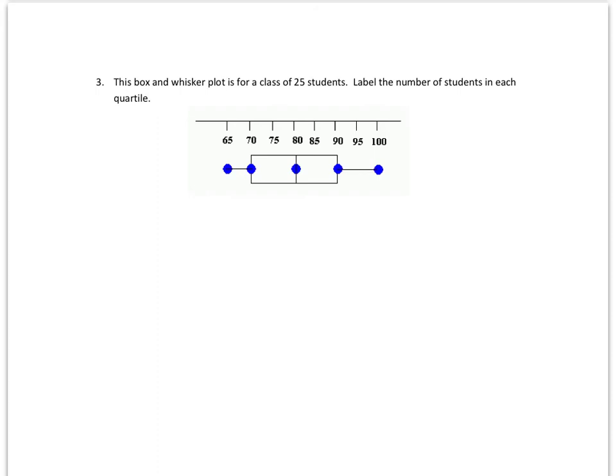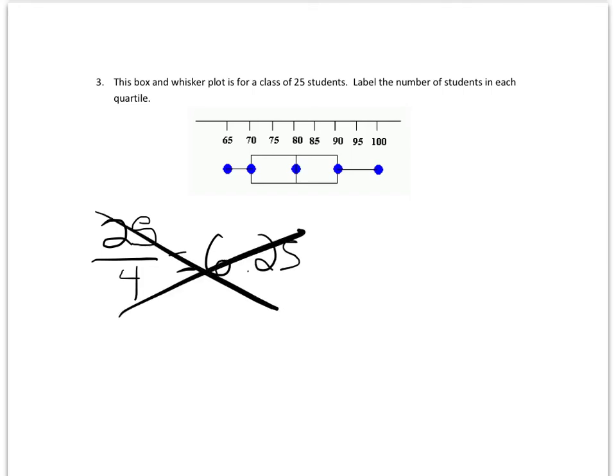All right, let's check our work and see how we did. I'm going to see if I can split 25 evenly into the 4 different quartiles. Well, you know what? It turns out I can't. 6.25. So let's scrap that idea. Can I split 25 evenly between the upper half and the lower half? Let's see. 12.5. Well, that doesn't work either. That tells me that one data point is directly on the median.